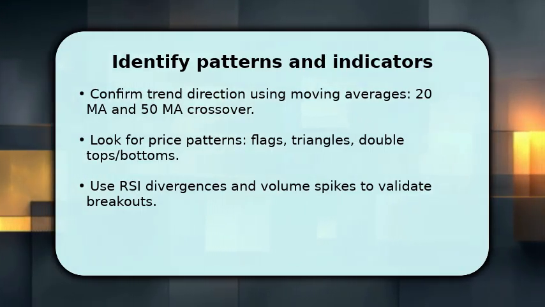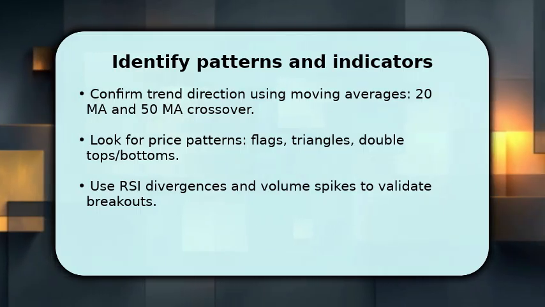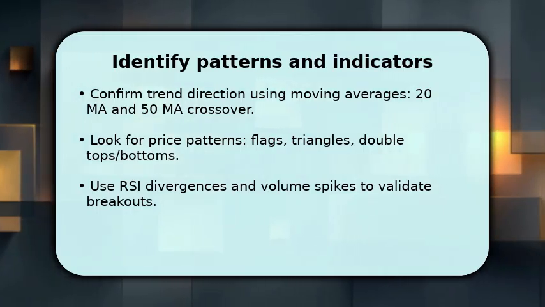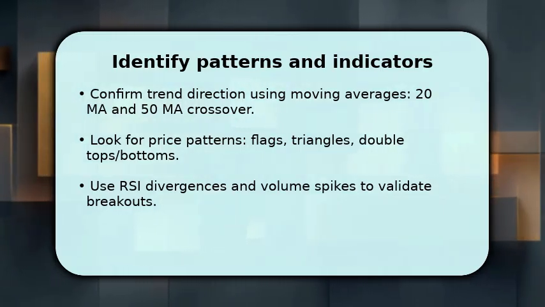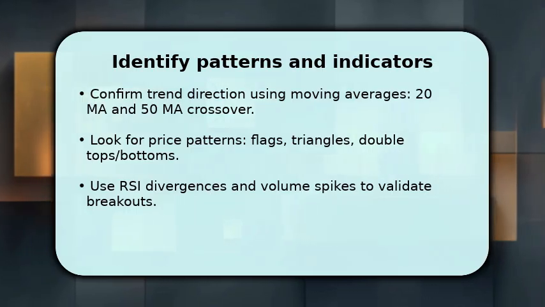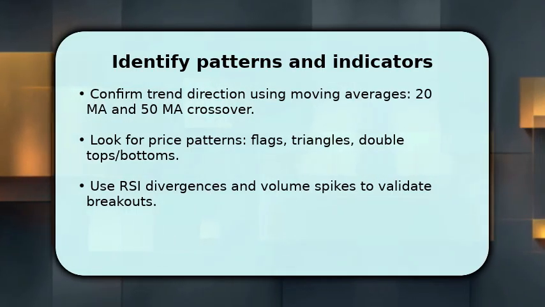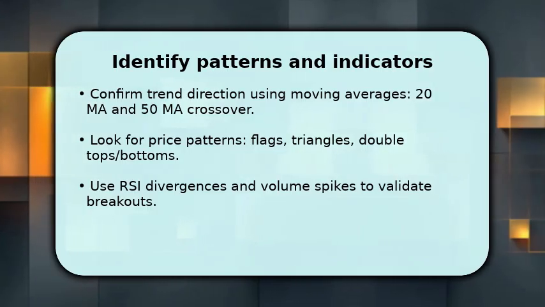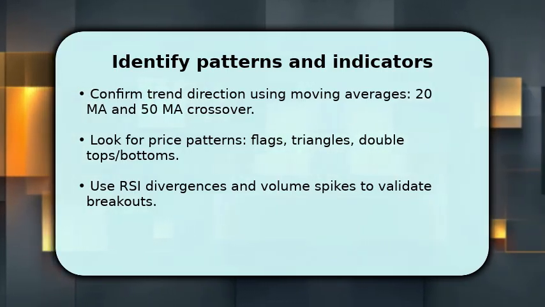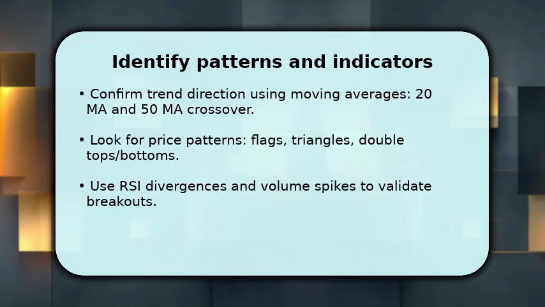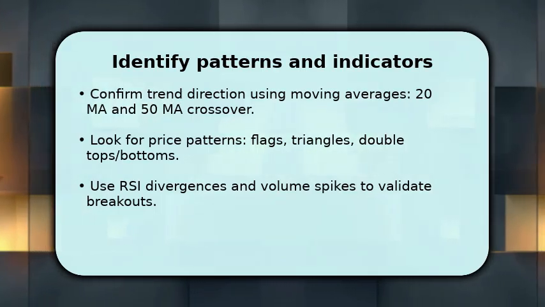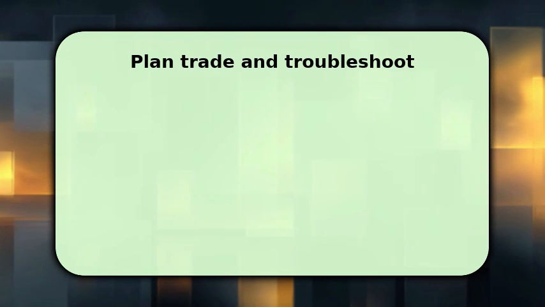Next, scan for classic price patterns such as triangles, flags, or double tops. These tell you whether consolidation might resolve continuation or reversal. At the same time, check RSI for hidden or regular divergences and watch volume. Strong breakouts typically coincide with volume spikes. Combine these confirmations to translate the setup into a trade plan.